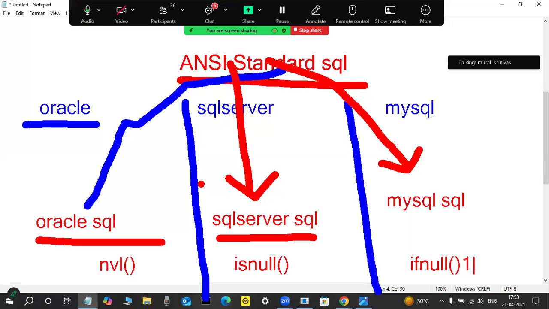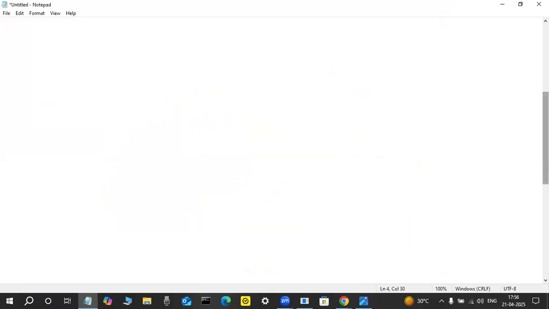Understood this one? Very good. So many fellows are telling great already. Okay? Yeah, very good. Understood? Any newcomers? Yes, very good. Correct. Okay?